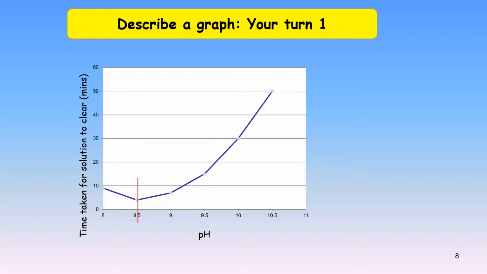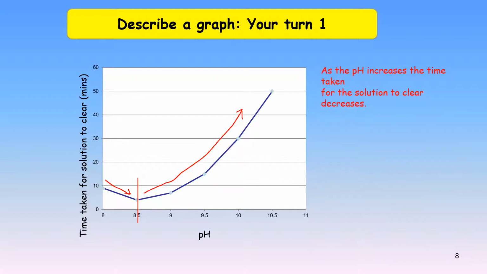So again, you're going to get your marks for describing the trend and then describing the change point. So we can see here, before this change point, we've got a decreasing dependent variable. After the change point, we've got an increase in the dependent variable. So for your marks here, you can see that as the pH increases, the time taken for the solution to clear decreases. Then as the pH increases above 8.5, the time taken for the solution to clear increases.